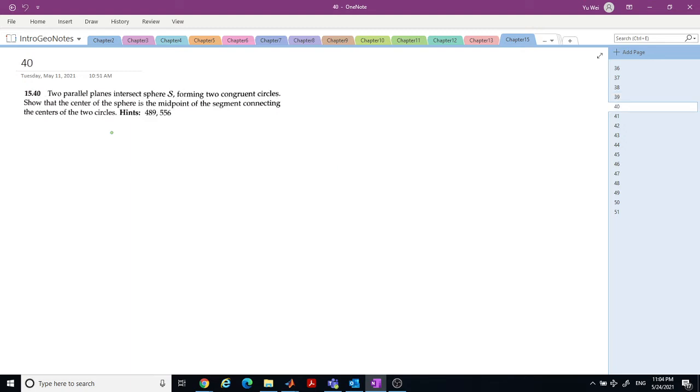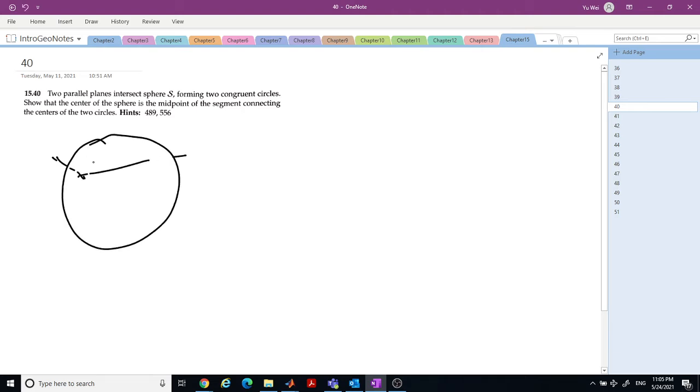So next is two parallel planes intersecting the sphere. Okay, so think about the two parallel planes cutting the sphere, right? And they are parallel. Let me explain a little bit. Here is one plane, and here is another plane. Okay, they are parallel. This is called P1 and P2. Once you cut through, there is a circle, right? So there is a diameter.